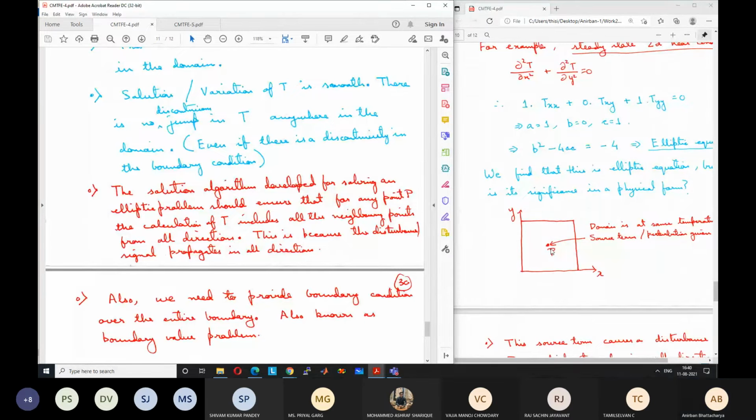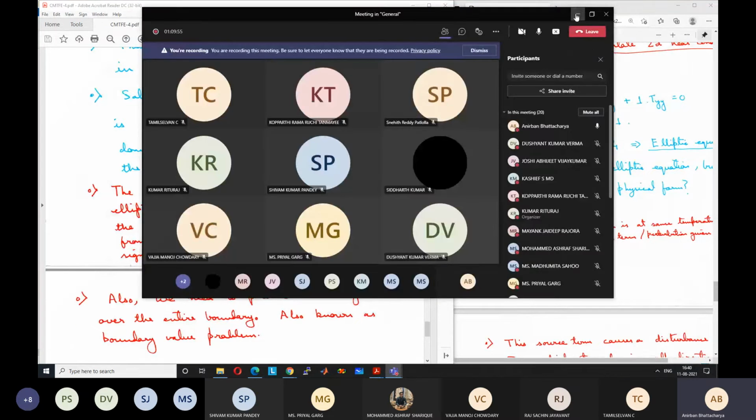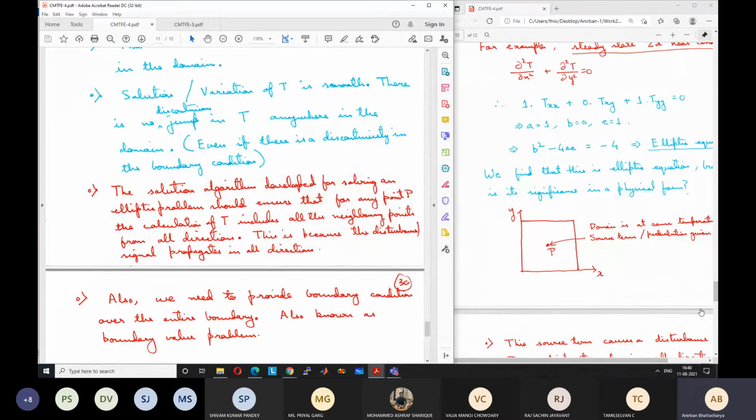So if I am developing a solution algorithm, you will see later, or I have discussed in the introduction classes, that we divide the domain into a number of subdomains, control volumes or grid points. So say one control volume or one grid point is P. When we try to calculate the temperature for P, our solution algorithm should use the temperature values of all the neighboring points.